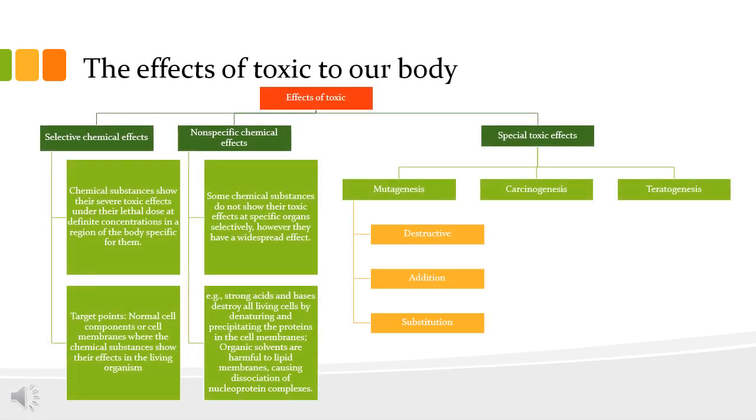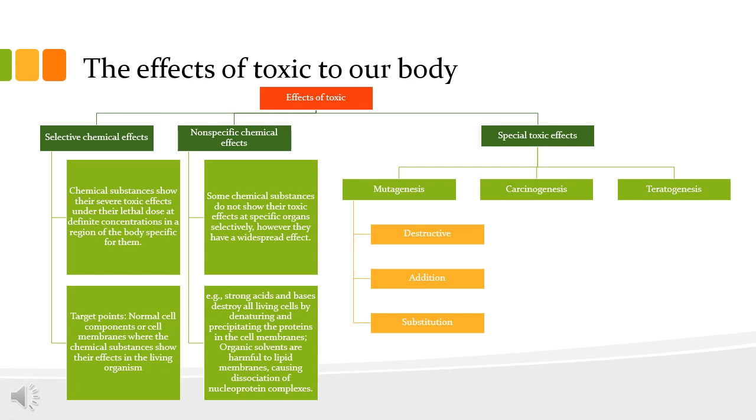Next, I will present about the effects of toxic to our body. The effect of toxic can be divided into three categories, which is selective chemical effects, non-specific chemical effects, and special toxic effects. In selective chemical effects, chemical substances show their severe toxic effects under their lethal dose at definite concentration in a region of the body specific for them.